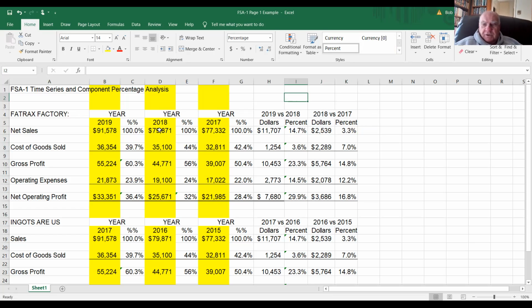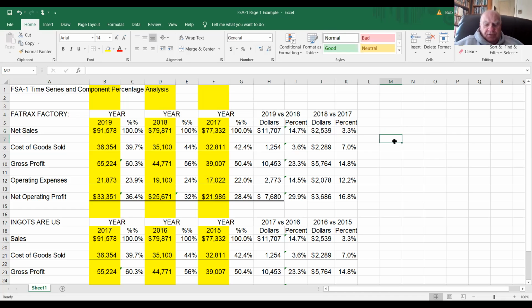Again, you start with the earliest year, 79,871 minus 77,332 equals 2,539. Now, the important part, since these are big companies, dollar differences may not show the picture as well as percentages do. So now we want to know the percentage difference. And the percentage difference, starting with the beginning of the year compared to this year, is 14.7%, okay?